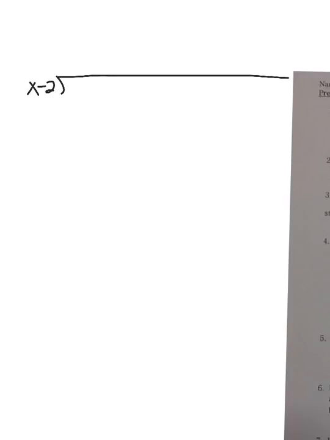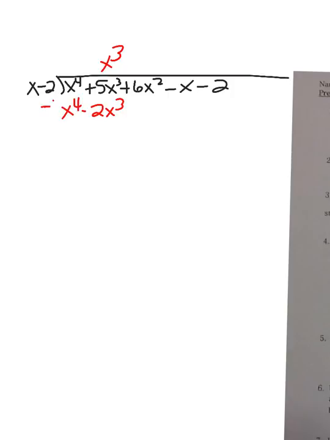And my dividend is x to the 4th plus 5x cubed plus 6x squared minus x minus 2. All right, so x times what gives me x to the 4th? That is x to the 3rd. Multiply down. I get negative 2x to the 3rd and x to the 4th. So now subtract them, so it becomes plus, minus, plus.